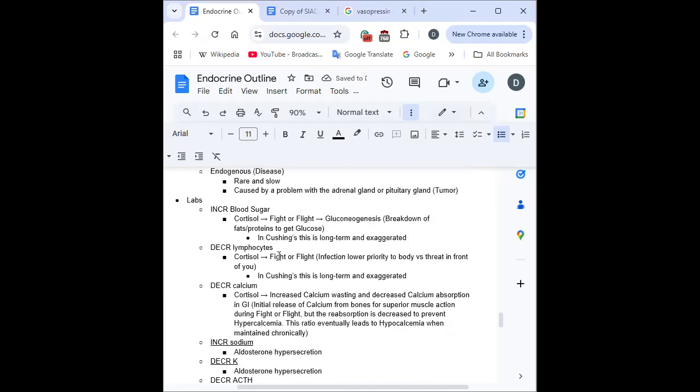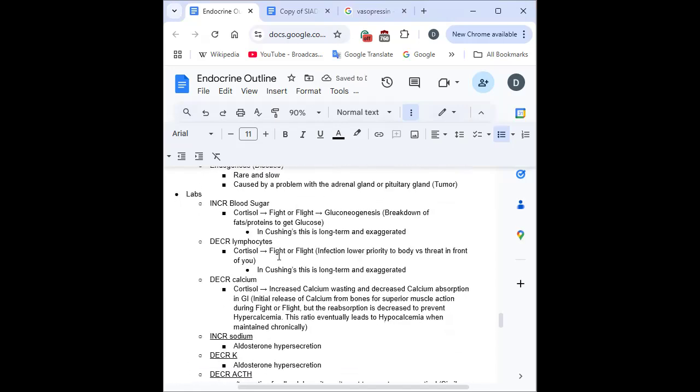So here's what I have here. I have increased blood sugar, and I kind of explained here the way we talked about cortisol release is fight or flight, the gluconeogenesis, like I mentioned up above. So in Cushing's, this increased blood sugar is long term and exaggerated because it's happening for a long period of time. It is going to lead to chronically high blood sugar. Then decreased lymphocytes here, you can think of it like decreased immunity.